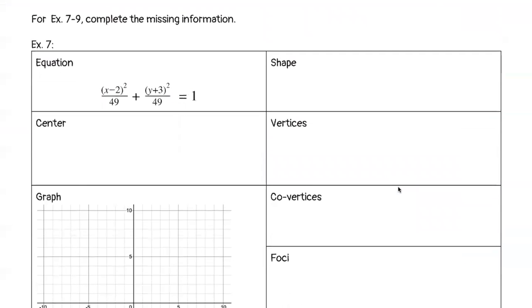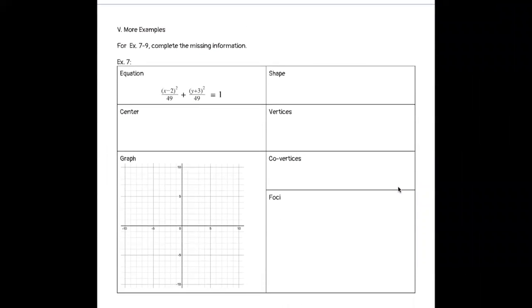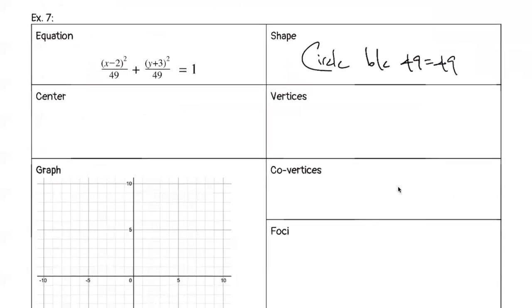Okay, so we've got this right here. Take a moment, read the equation. Tell me some things that you know. It's a circle. Excellent. How do you know that? Because the denominator is the same. Perfect. Because 49 equals 49. Love it. All right. What else do we know, folks?